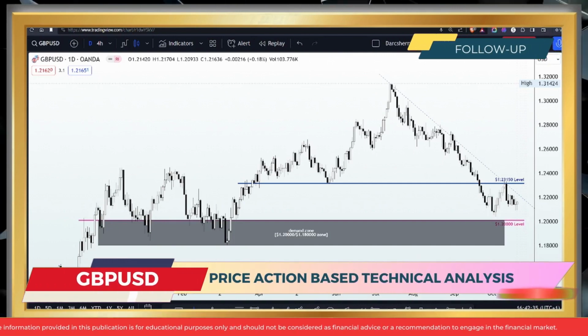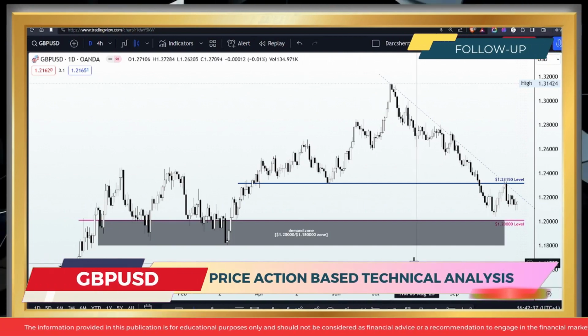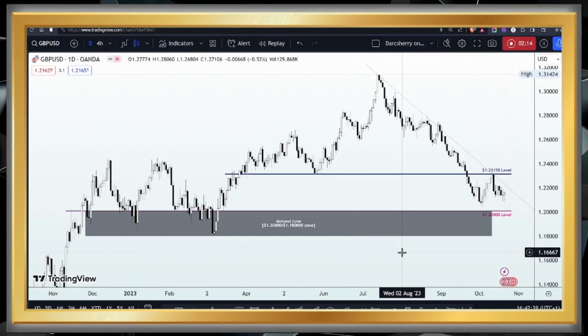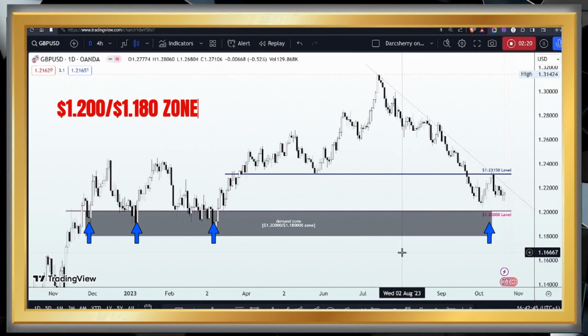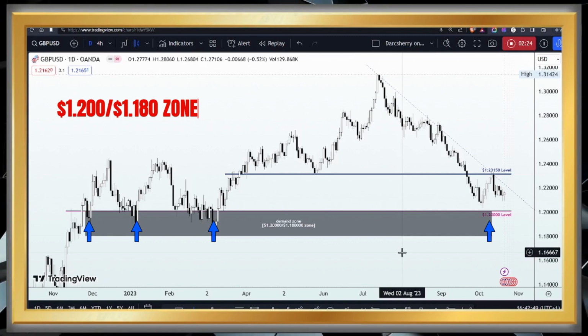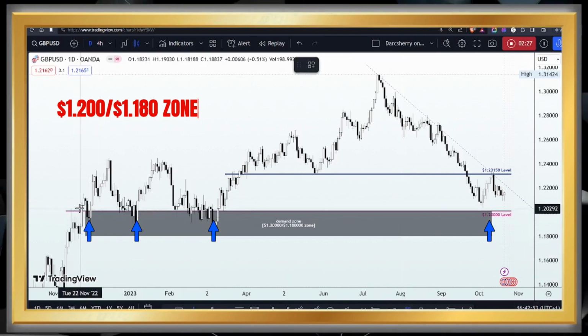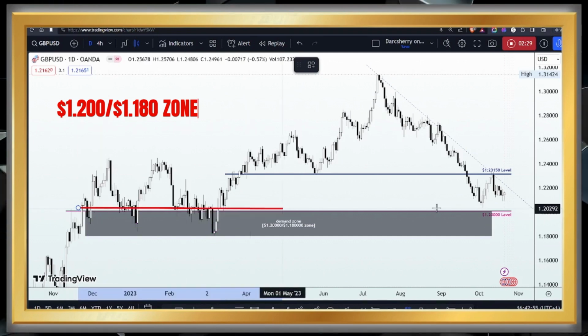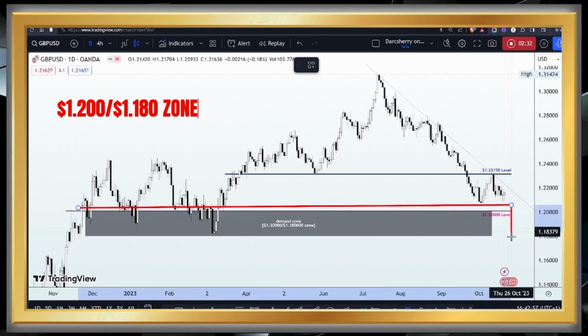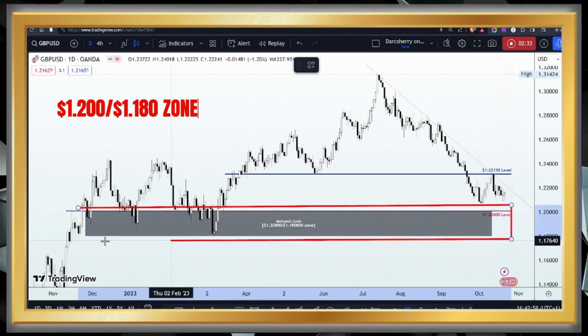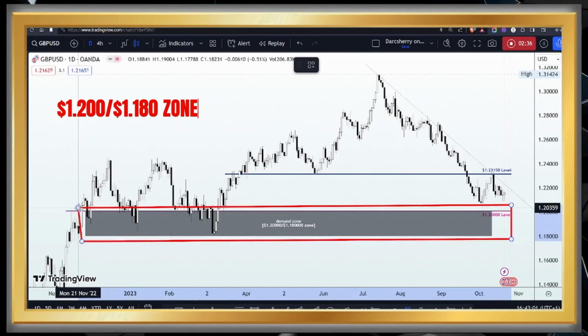technical standpoint. Now, from last year's December, there is one key area that we are going to be taking into consideration, and that is the area between the 1.2000 and the 1.1800 zone. If you look at the structure closely since last year November, you will see how this level has played a major role in pushing price to the upside.